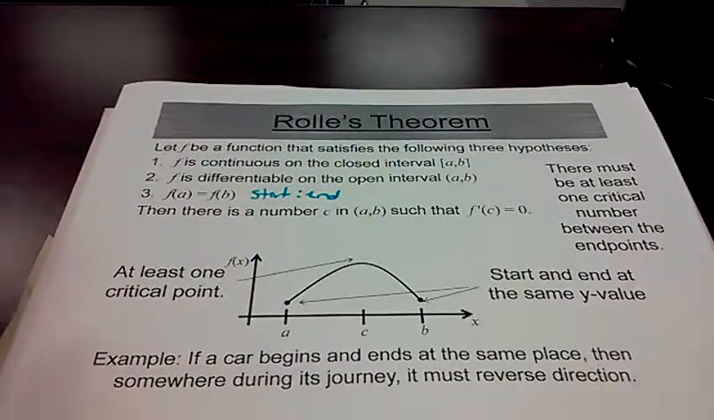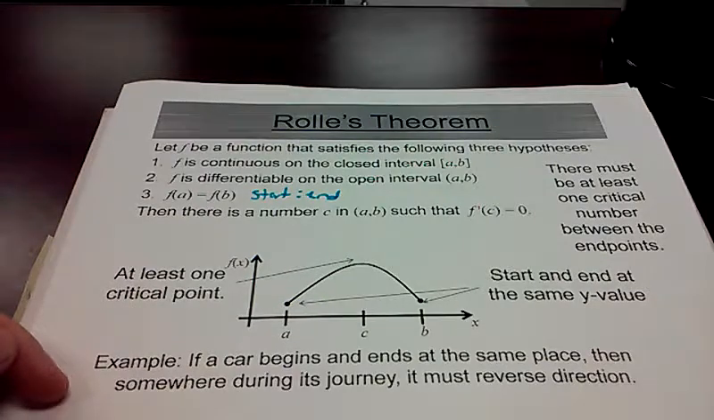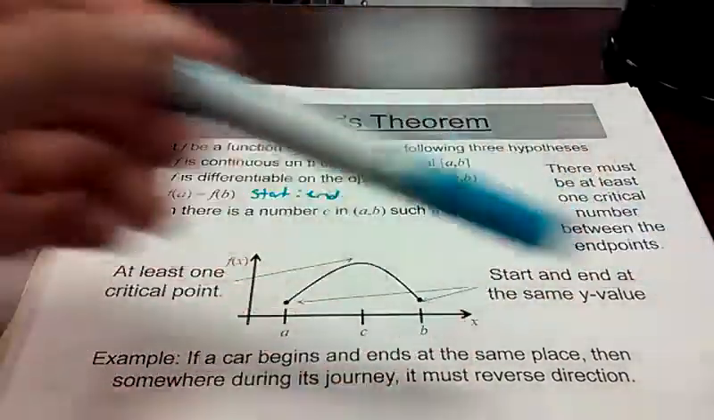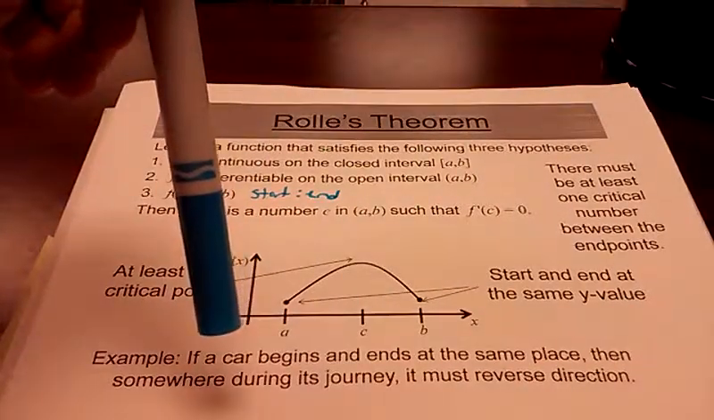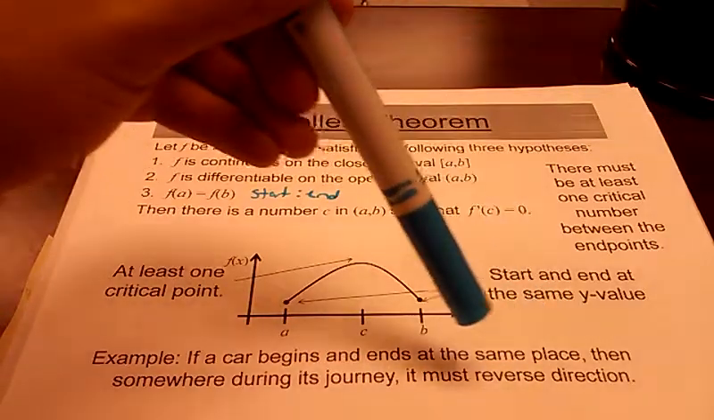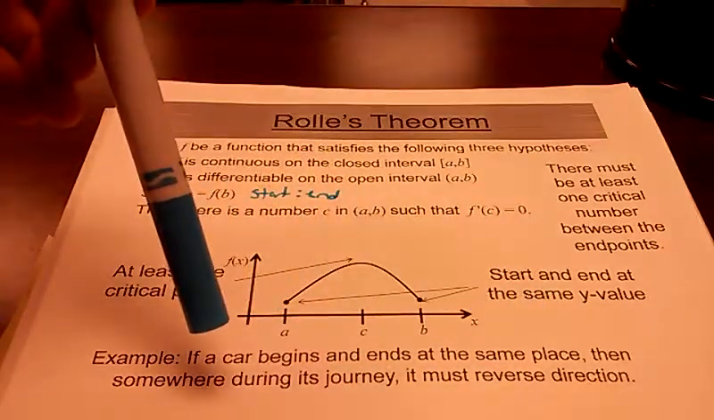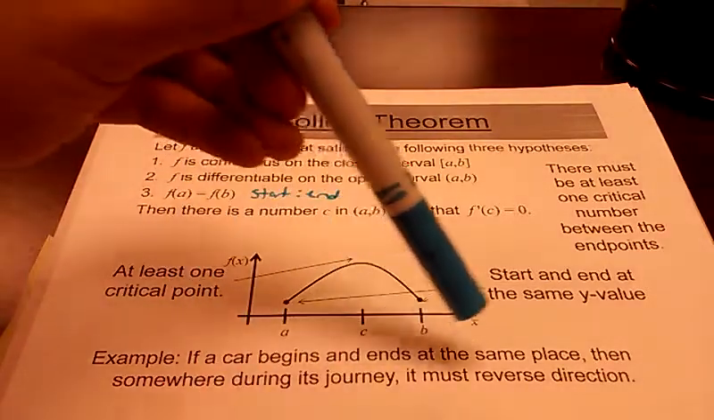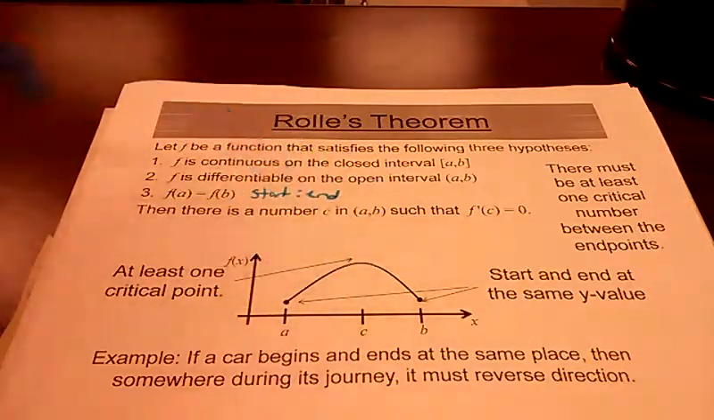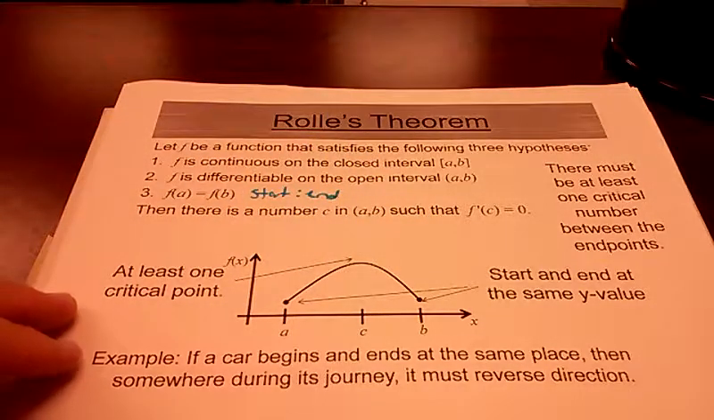Now, let's think about this from a real-life point of view. If you start at a certain location in your vehicle, and then you drive, but you end up at the exact same point that you started at, you had to reverse direction at some point. If I'm driving this way, then I have to reverse direction in order to get back to where I started from. That's what Rolle's theorem is talking about. So that's your first theorem.